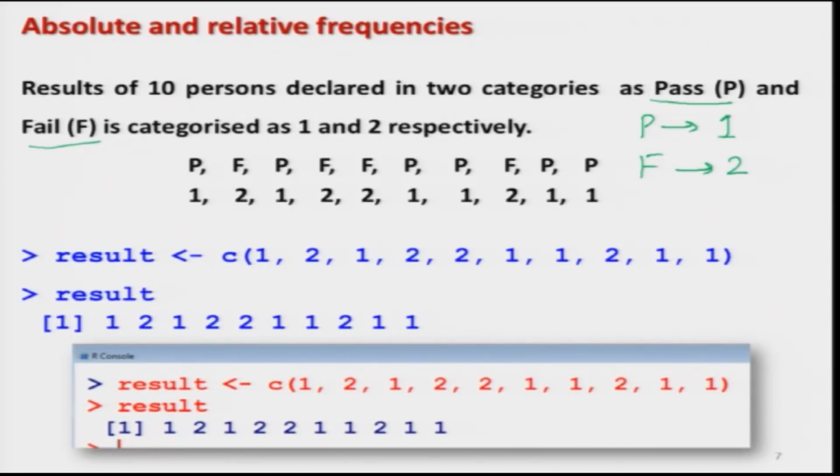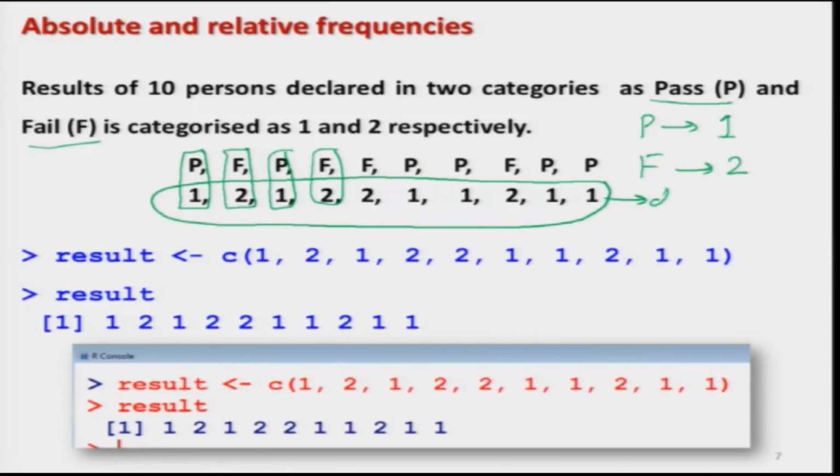Once you do it, this P will be represented by 1 and this F will be represented by 2, and similarly wherever there is P, that will be replaced by 1, and wherever there is F, that will be replaced by 2. So, now this is our data, and I need to type this data into a data vector before I can expose it to R software.